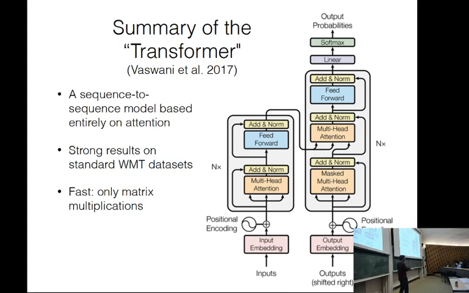It's just that in the original paper they got their best result with 8 heads. Yeah, over a ton of data.